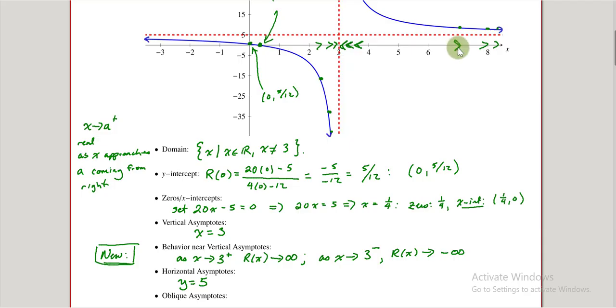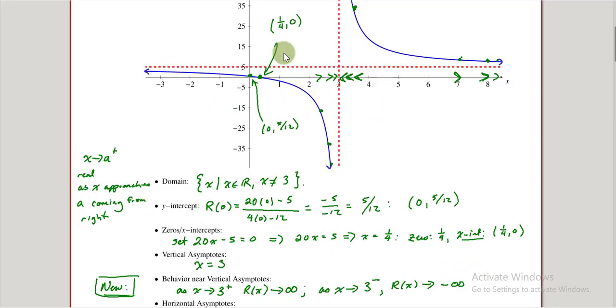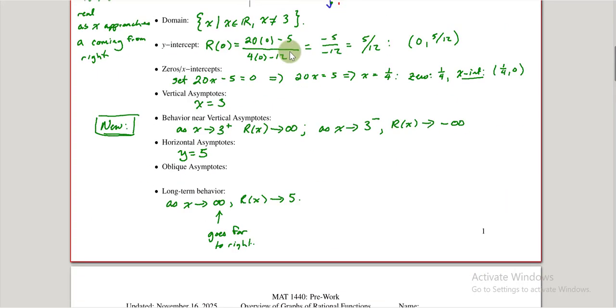I picked this x coordinate, that gave me this y value. Notice that this y value is kind of close to 5. And if I took an x coordinate even further to the right, I got a y coordinate that was even closer to 5. And the further I go to the right, the closer my y values on the graph of this function get to 5.